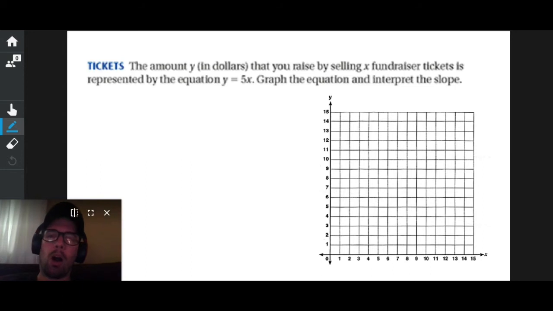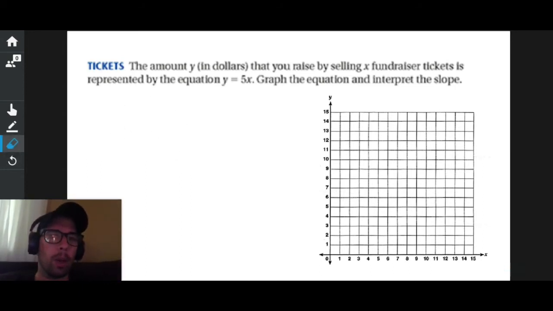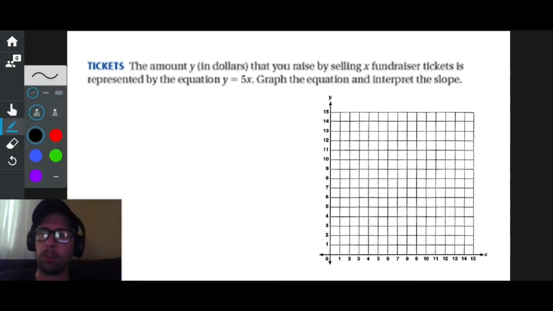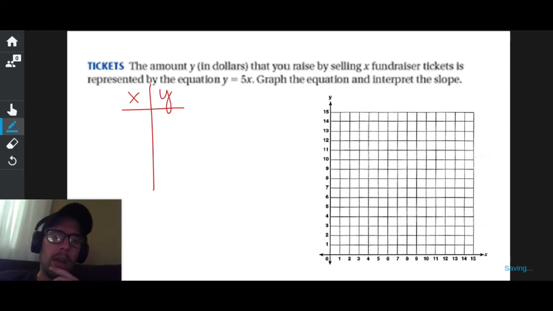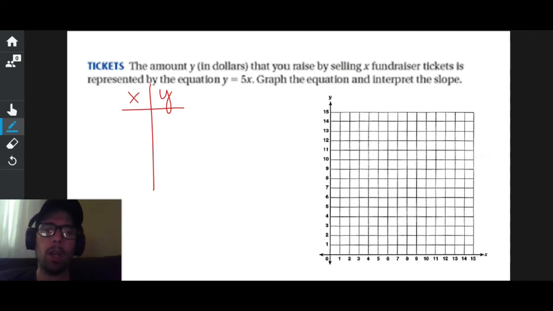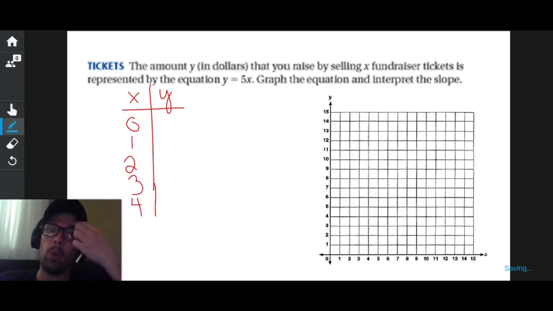The amount Y in dollars that you raise by selling X fundraiser tickets is represented by the equation Y equals 5X. Graph the equation and interpret the slope. Okay, so let me make a little chart here. This is called an XY table or a T table. And what I'm going to do is pick a bunch of X's to plug in and see what I get. If I plug in 0, if I plug in 1, if I plug in 2, if I plug in 3, if I plug in 4, what Y will I get?